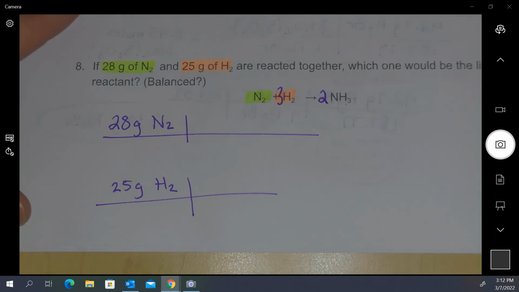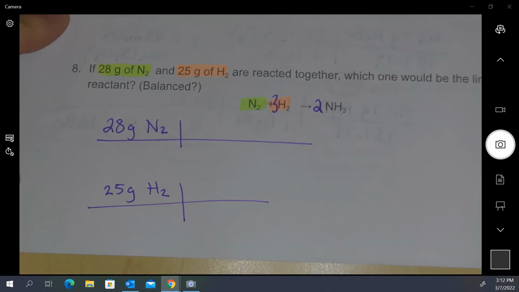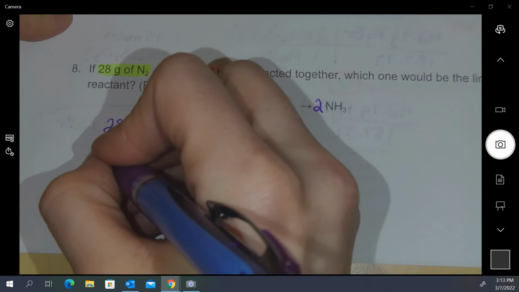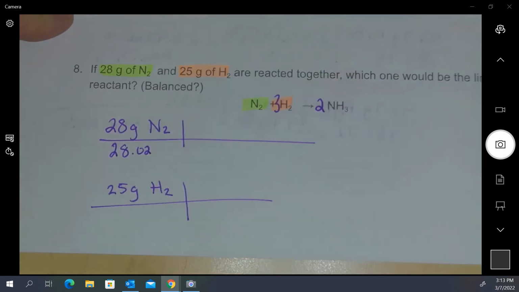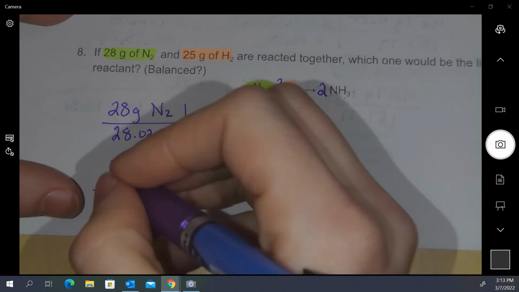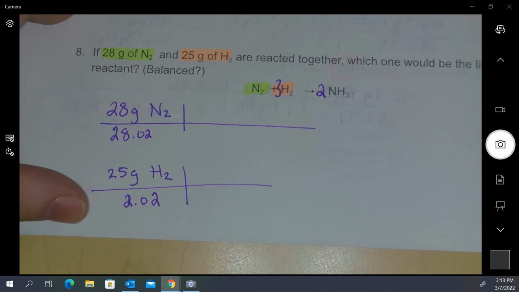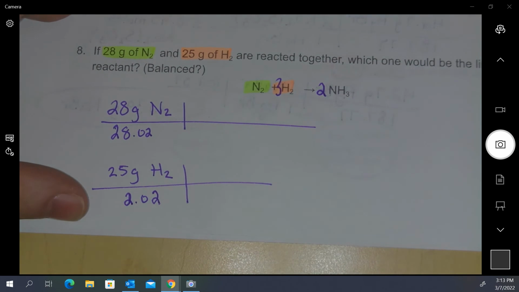Divide by the molar mass of my given. So N2, nitrogen, has a molar mass of 14.01. So 14.01 times 2 is 28.02. Hydrogen has a molar mass of 1.01. So 2 times 1.01 is 2.01. Or sorry, 2.02. Next, I have my mole ratio.